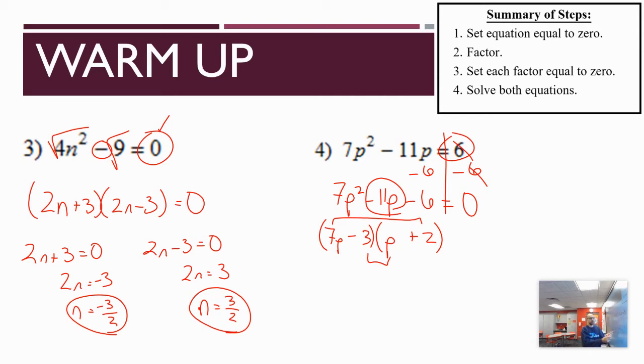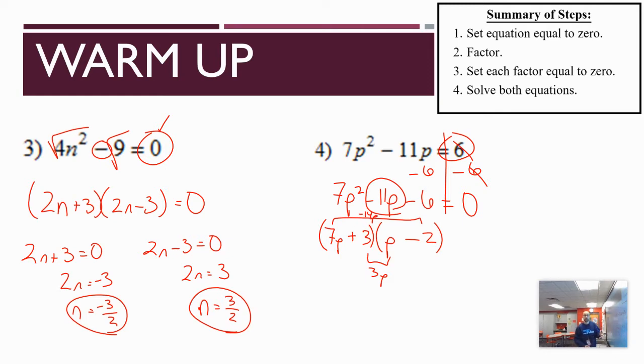I'm going to keep the signs the same. So checking that middle term, 7p times 2 is 14p. Negative 3 times p is negative 3p. 14 minus 3 is 11, positive. So now I know that I need to switch the sign. Now I get a positive 3p and a negative 14p. That does combine to negative 11p.